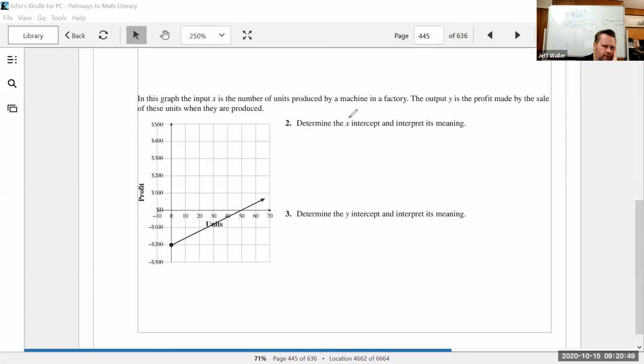Okay, so let's see. X-intercept. So what's the x-intercept? 50. Yeah, I love it. So I don't go up and down at all. I just go right 50. So right 50, not up and down at all. Now somebody else tell me, what does that mean? It's the break-even point. Yeah, I like it.